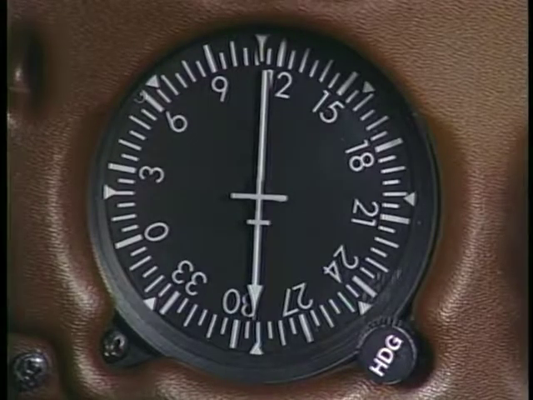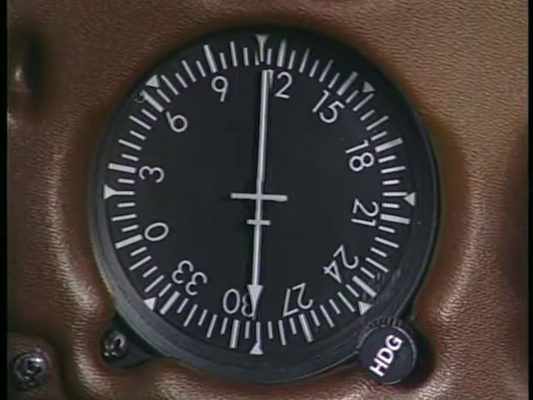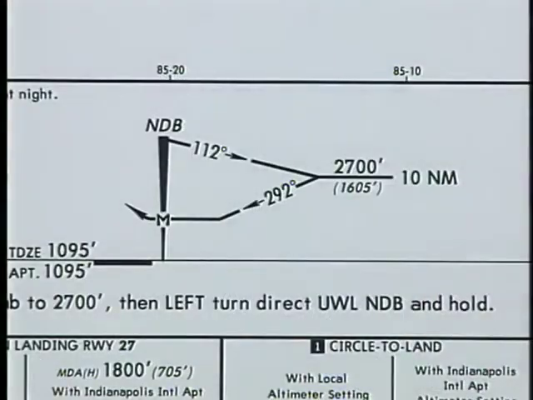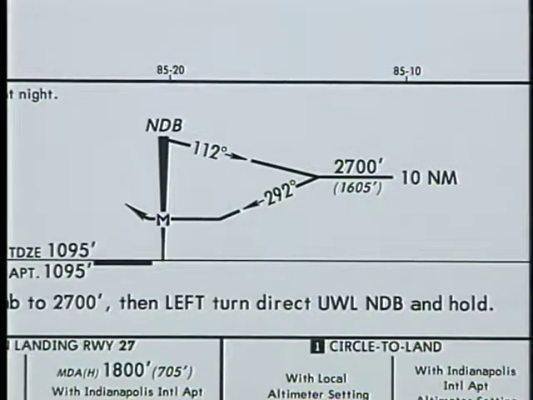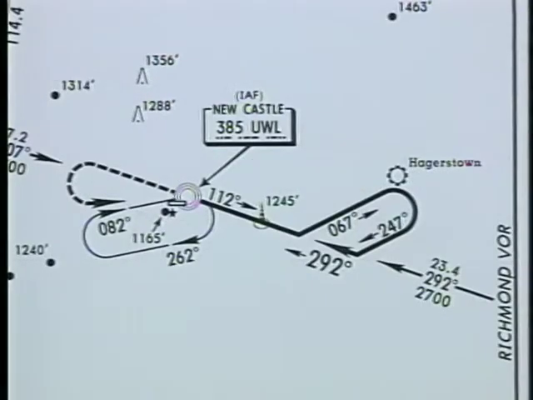Fly the outbound leg for approximately 2 minutes before beginning the procedure turn. Adjust this time as necessary to remain within 10 nautical miles of the nav aid. The minimum altitude for the procedure turn is 2,700 feet, which is the same altitude you were at for the feeder route. To perform the procedure turn, turn left to 067 degrees for 1 minute.